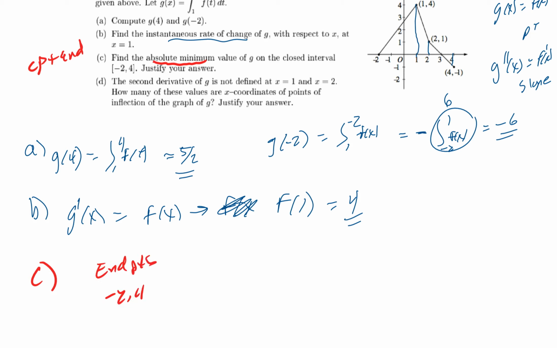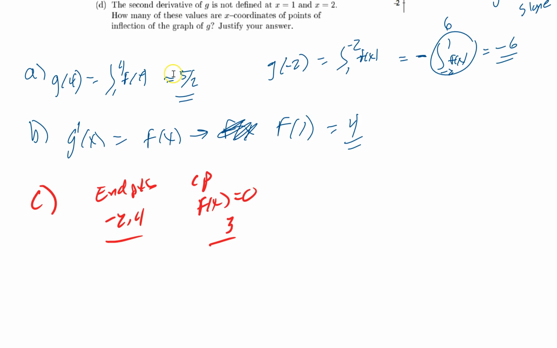So for C, my endpoints are negative 2 and 4. My critical points are where the derivative equals 0. My derivative is f of x, so where f of x equals 0, which is at 3. So those are my endpoints, that's my critical points. Once you find those, you plug it back into the original function. In this case, that is g of x.